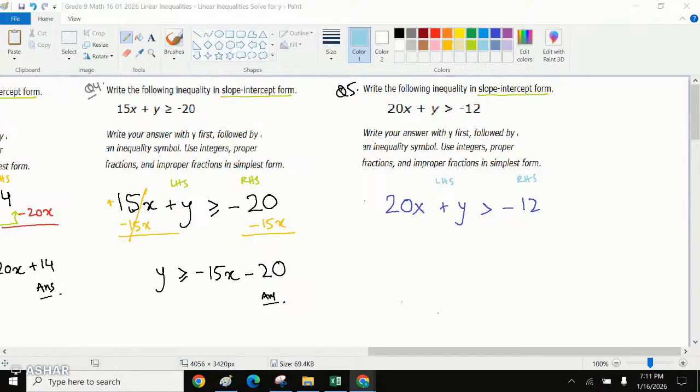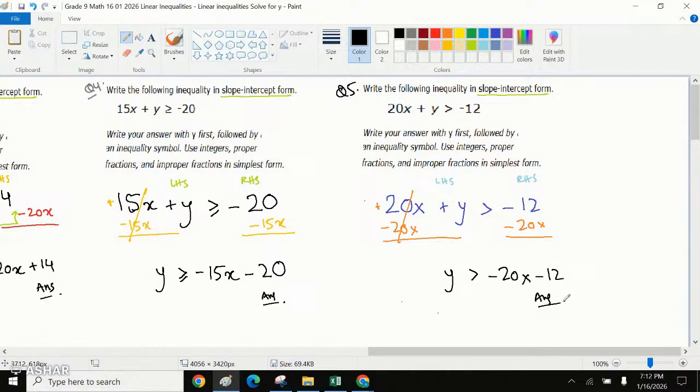So we just need y on this side, we need to take 20x to the other side. This was plus 20x, so we subtract 20x on this side and we subtract 20x on this side. So what are we left with? We are left with y. The sign comes as it is, greater than minus 20x minus 12. And that is the final answer. Okay. The inequality has been changed into slope intercept form. Agreed? Okay. Let's have a look at another question.